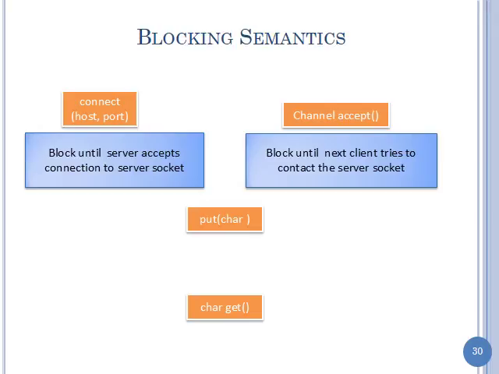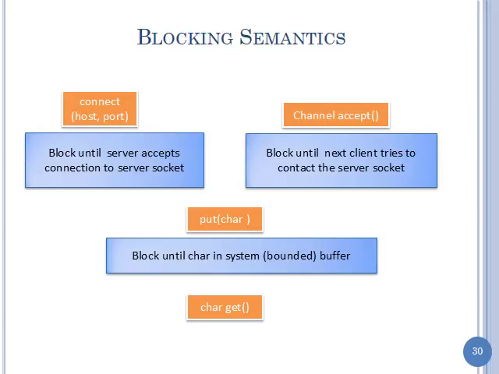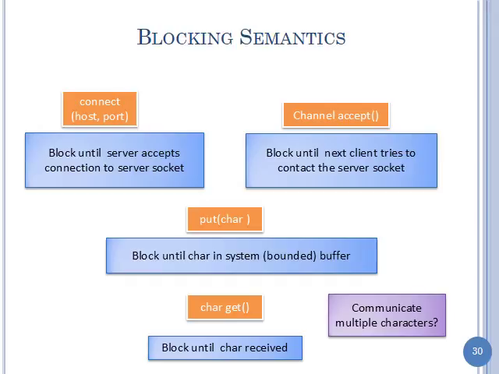Just sending messages, how would it know that it reached? So we send a message to it saying and we get an acknowledgement back. Oh, yeah. That is when your atomic broadcast will get slow, because we'll wait till that time. So put blocks until the char is in the system bounded buffer. And char get is the easiest operation. You block until you get a character. So that's the blocking semantics.